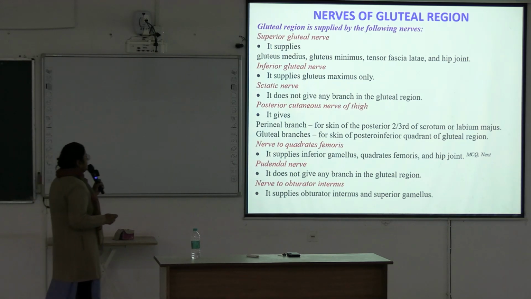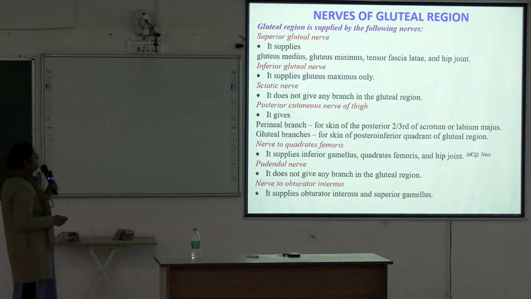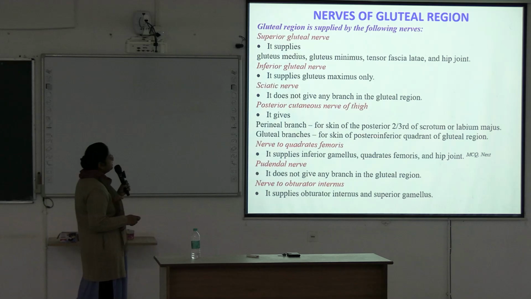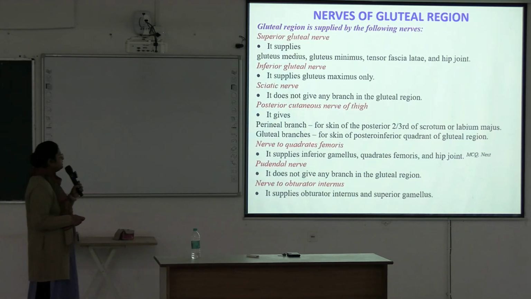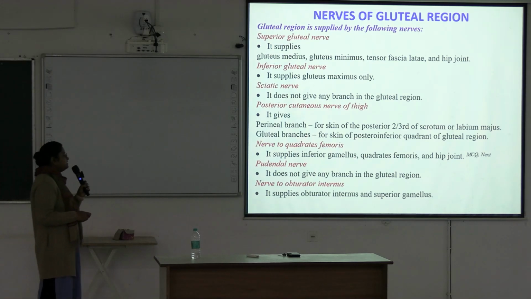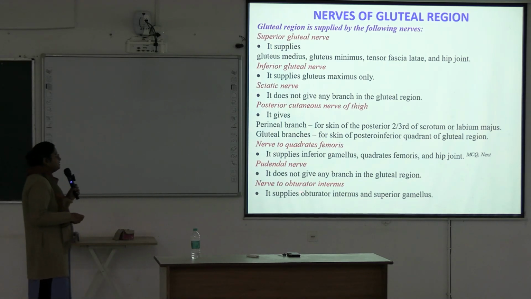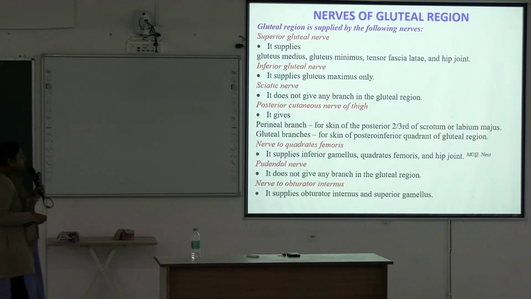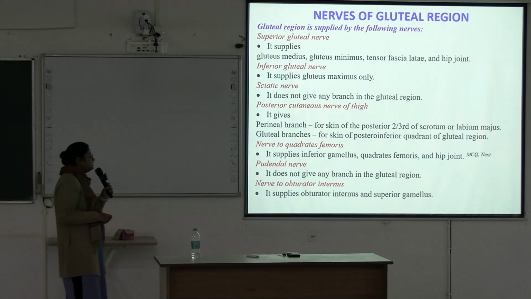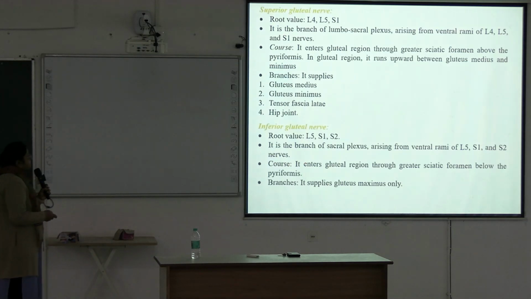So it does not give any branch in the gluteal region. Posterior cutaneous nerve of thigh gives perineal branch for the skin of posterior two-thirds of scrotum and labium majus, and gluteal branches for skin of posterior inferior quadrant of gluteal region. Nerve to quadratus femoris supplies inferior gemelli, quadratus femoris and hip joint. And pudendal nerve does not give any branch in the gluteal region. And nerve to obturator internus supplies obturator internus and superior gemelli. Okay, understood?